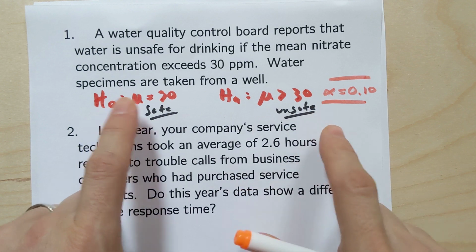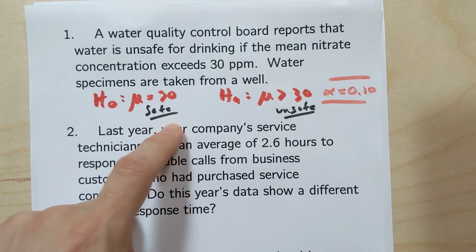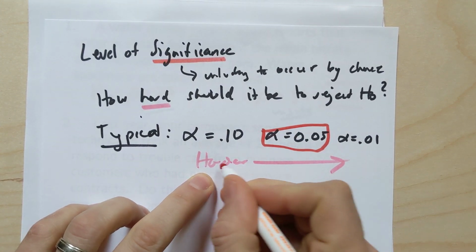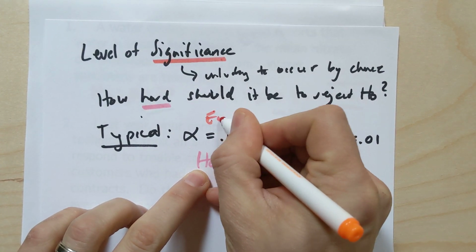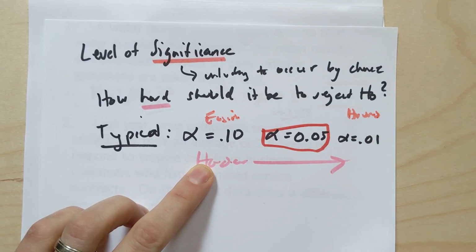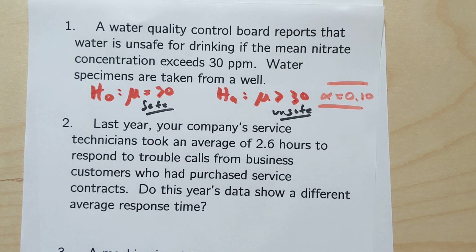All right. So in this instance, a high level of significance of like 10% would be, in fact, I wrote it going from left to right, but this would be ultimately the easiest level to reject, and this would be the hardest level to reject the null hypothesis, right? So there you go. Let's look at another quick example.